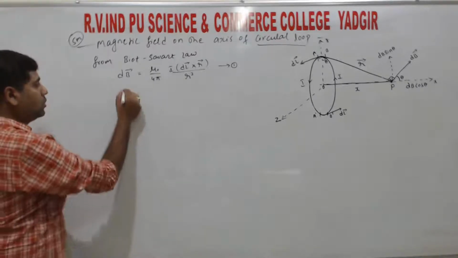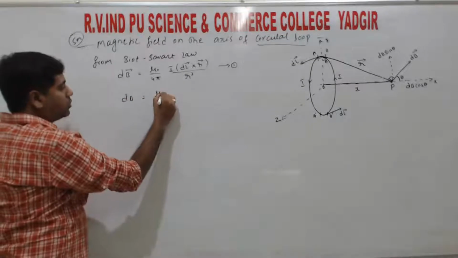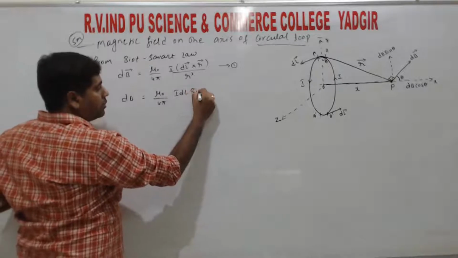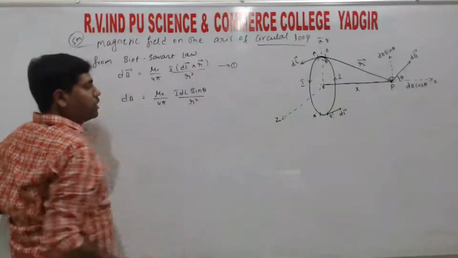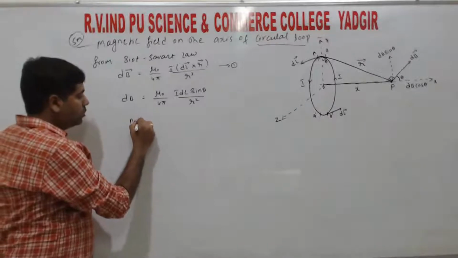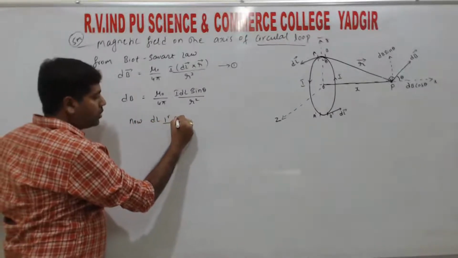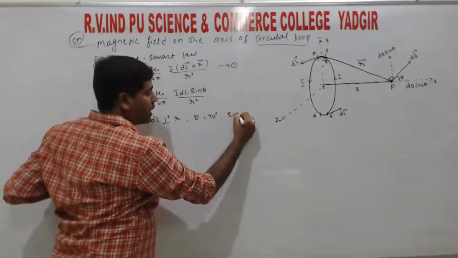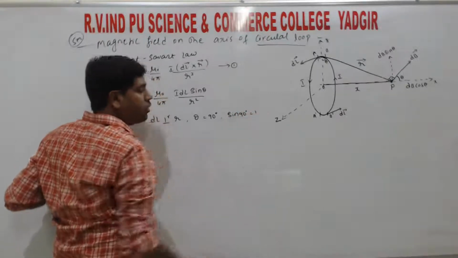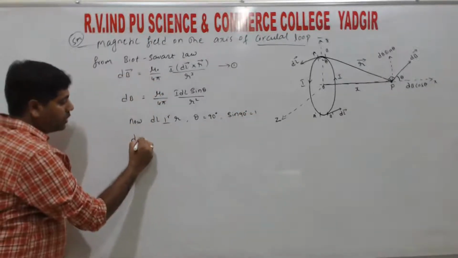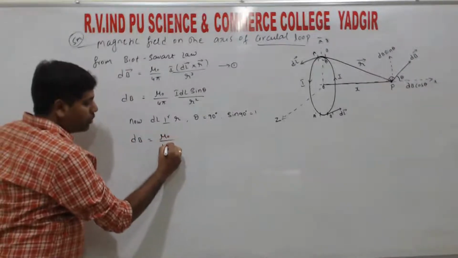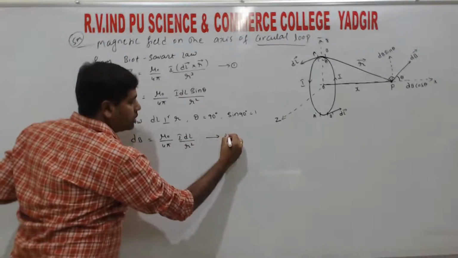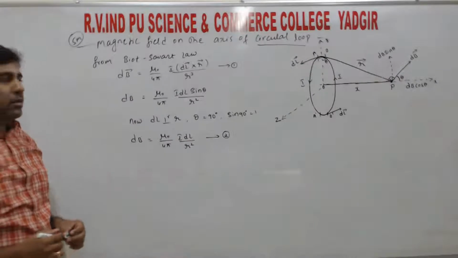Writing dB is equal to mu naught by 4 pi I dl sin theta divided by r square, right? Now dl is perpendicular to r, that means angle theta is equal to 90 degrees. So sin 90 degrees is equal to 1. So this relation becomes dB equals mu naught by 4 pi I dl divided by r square. Calling this the second equation, right?